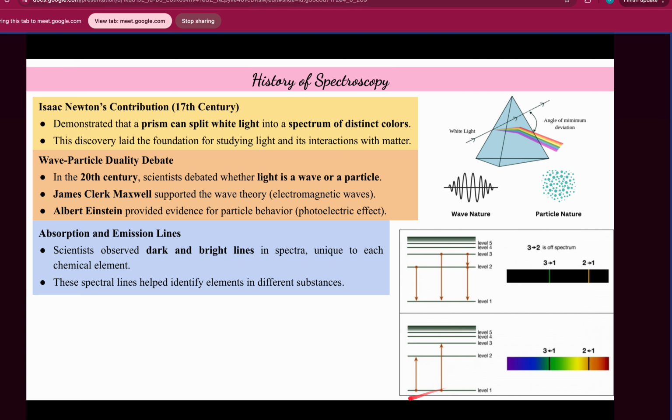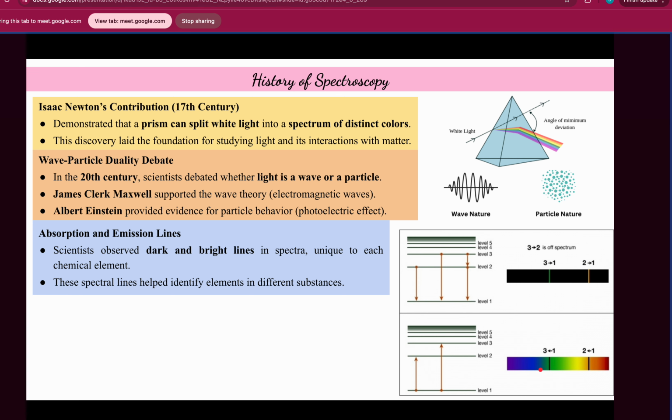So in this case, as it is absorbing the light to move from level 1 to level 2, in this 1 to 2 absorption spectra, this line represents the wavelength of light which is utilized to show the transition from level 1 to level 2. Similarly, from level 1 it is jumping to level 3.